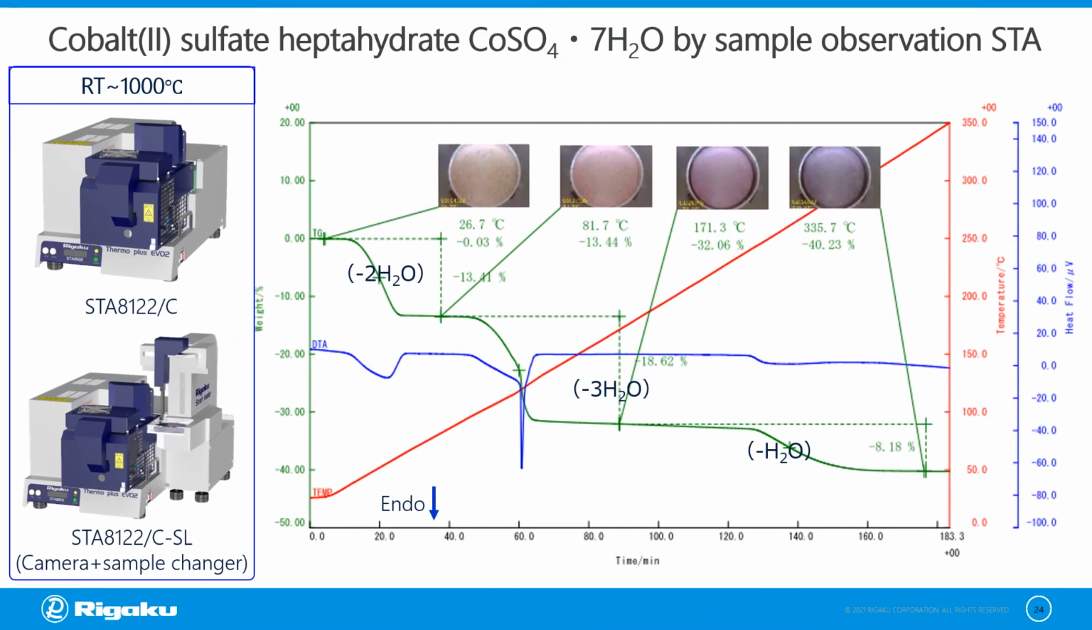Here is another application of sample observation STA on cobalt sulfate heptahydrate. It was measured from room temperature up to 350 degrees centigrade. Here we can observe several mass losses with endothermic reactions. All these reactions are due to dehydration reactions that exhibit different visual changes in color and in volume on the cobalt sulfate heptahydrate.